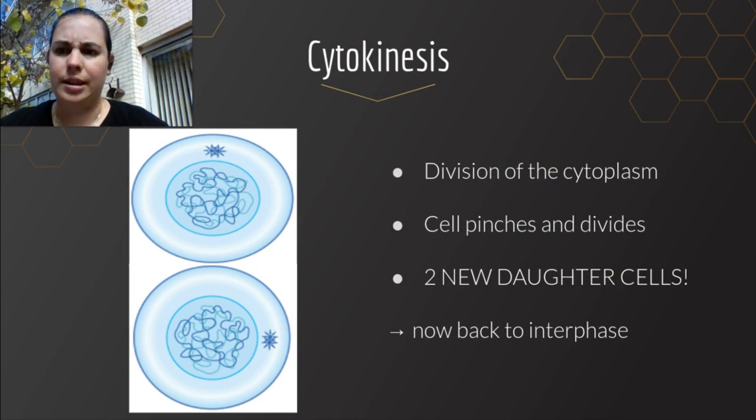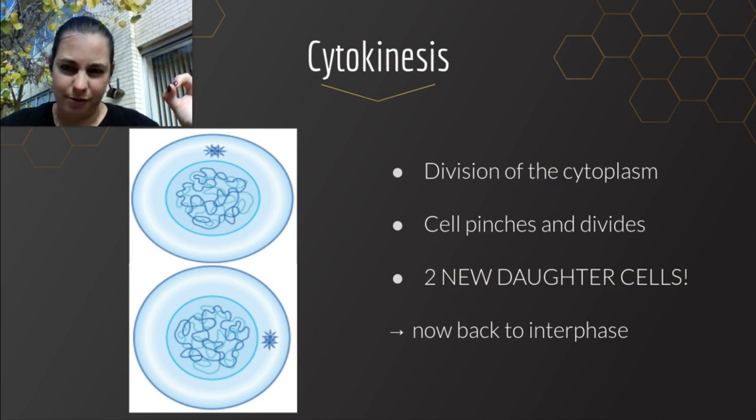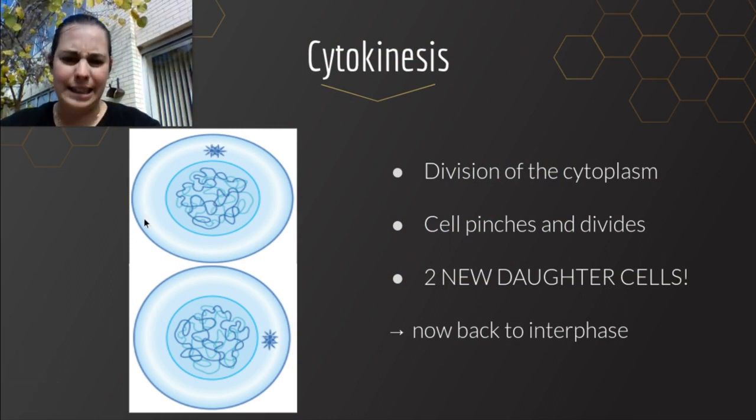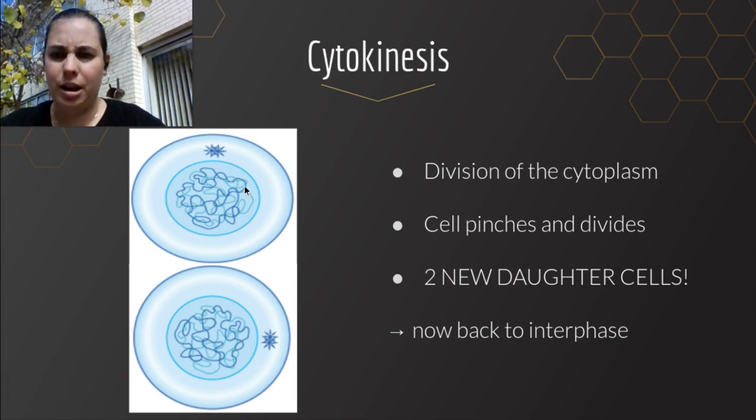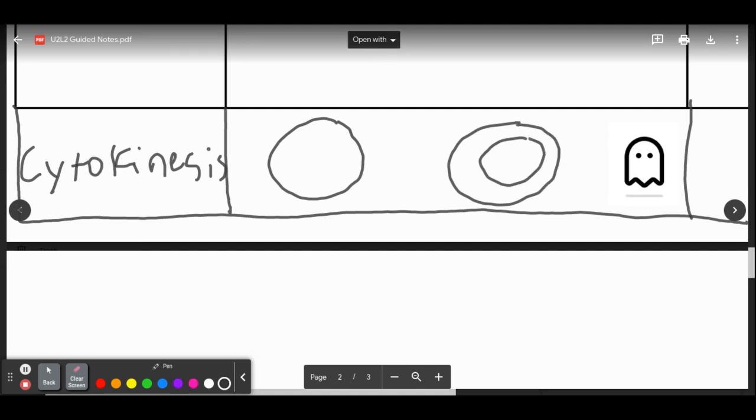Then we have cytokinesis. Cytokinesis is when my cytoplasm pinches, so the cell divides, and I have 2 identical new daughter cells. And these 2 identical new daughter cells can go into interphase. So this is when I have 2 cells with full nuclei, and inside are the same DNA that was replicated back in interphase, and these two cells can move into interphase.